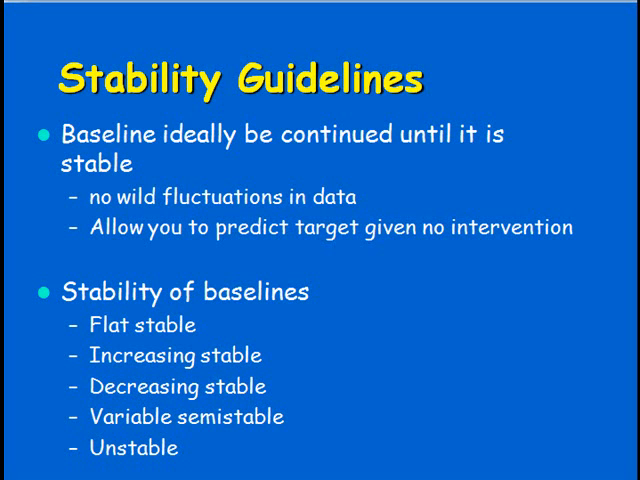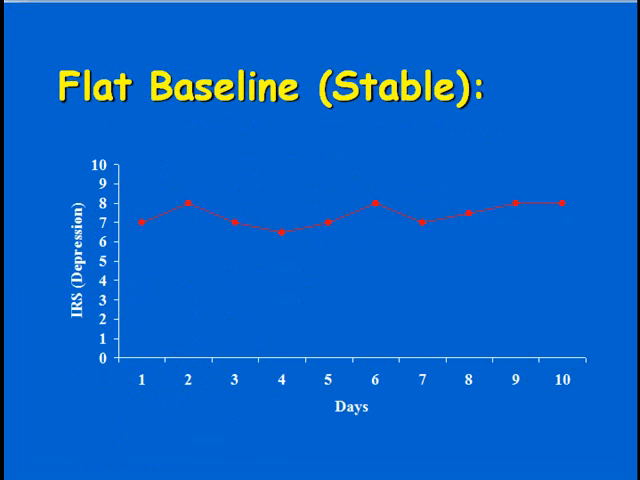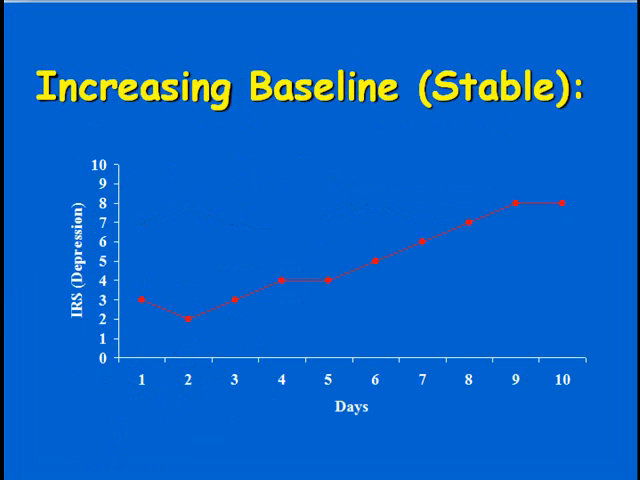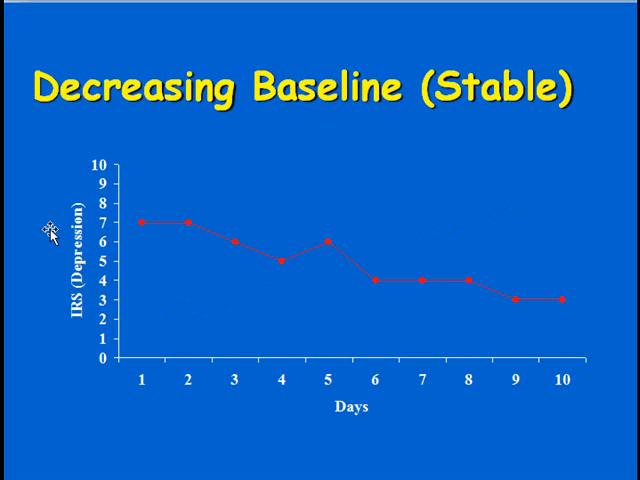And there are different types of baselines we'll talk about, and we have a graph for each one of these: flat, stable; increasing, stable; decreasing, stable; variable, semi-stable; and unstable. A flat baseline looks like this. That's ideal. An increasing baseline, which is stable, it's just increasing. The client is getting worse in this case. Decreasing baseline, stable.